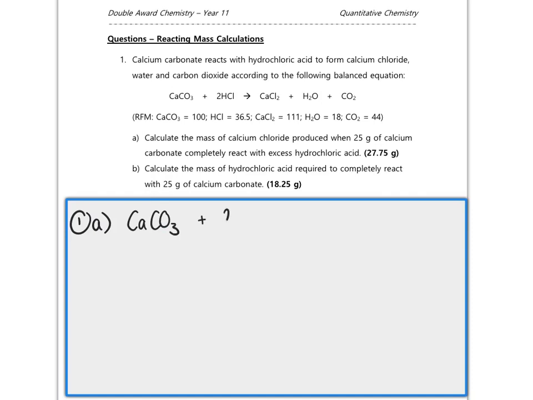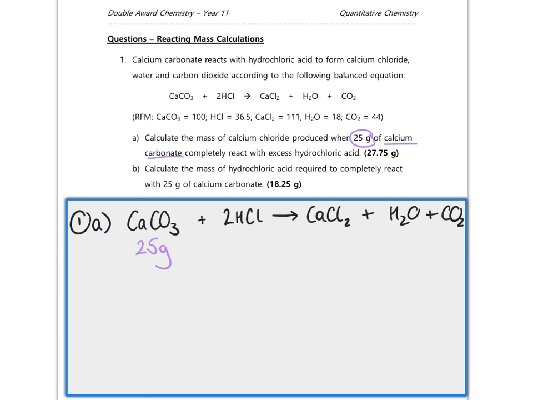So CaCO3 plus 2HCl, giving you CaCl2 plus H2O plus CO2. Make sure that you include all your balancing numbers. If you don't include the balancing numbers, then you will get these calculations wrong. So remember, our very first step is to write what we know underneath the equation. So I've been given a mass of 25 grams. What's that the mass of? It's of calcium carbonate. So I write 25 grams underneath my calcium carbonate. It's in grams, so that's fine. I don't need to convert that mass.